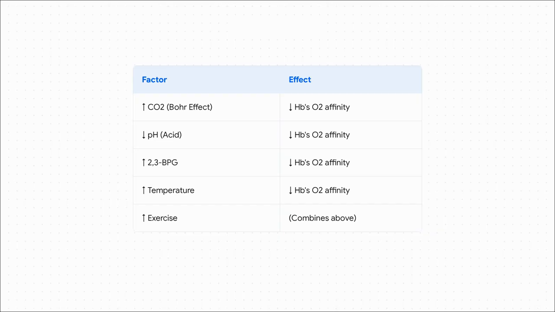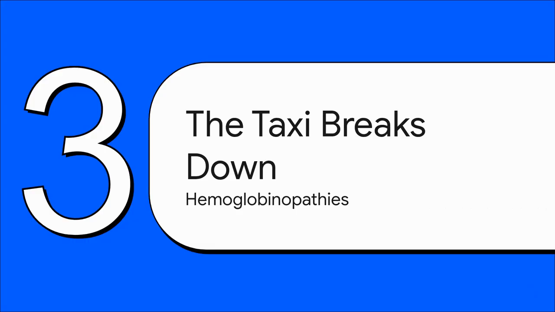And a great way to remember this is the mnemonic CADET, where the letters stand for CO2, acid, DPG, exercise, and temperature. But what happens when our hero, our oxygen taxi, breaks down? A defect in the taxi itself can have absolutely devastating consequences, and that's when we run into a whole class of genetic diseases called the hemoglobinopathies.